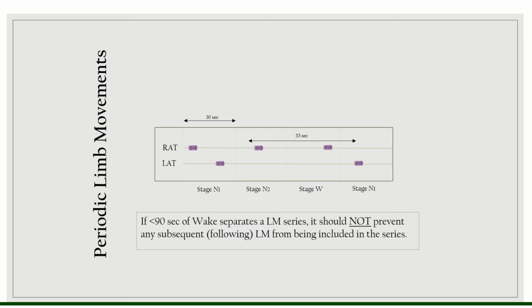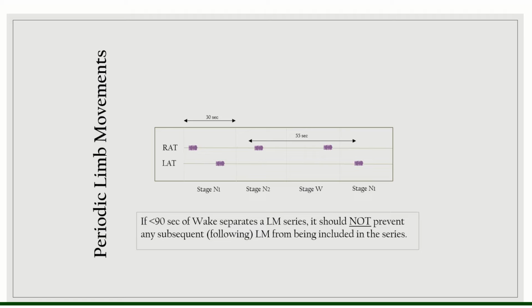So that means the duration is 5 to 90. The max that we can do is 90 seconds from the start of one limb movement to the start of another limb movement. Let me say it again, because that kind of sounds crazy. Our maximum duration for scoring a periodic limb movement series is 90 seconds.